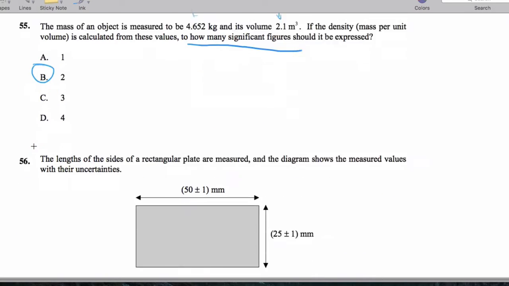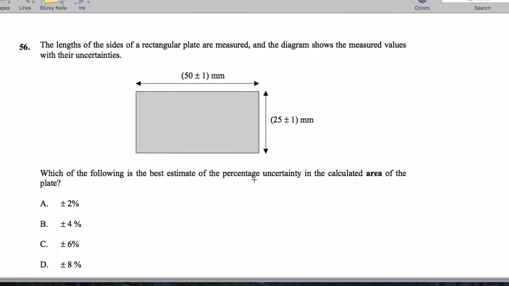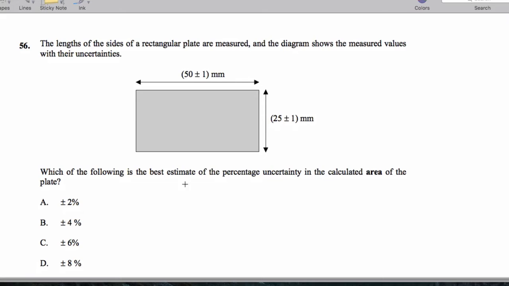All right. Rectangular plate. I don't know if you remember how to get percentage uncertainty in areas when you multiply, but it's going to be 1 over 50 plus 1 over 25. So when we do that, that's going to be 2 over 100 plus 4 over 100, which is 6 over 100, which is a good old 6%. All right, 57.